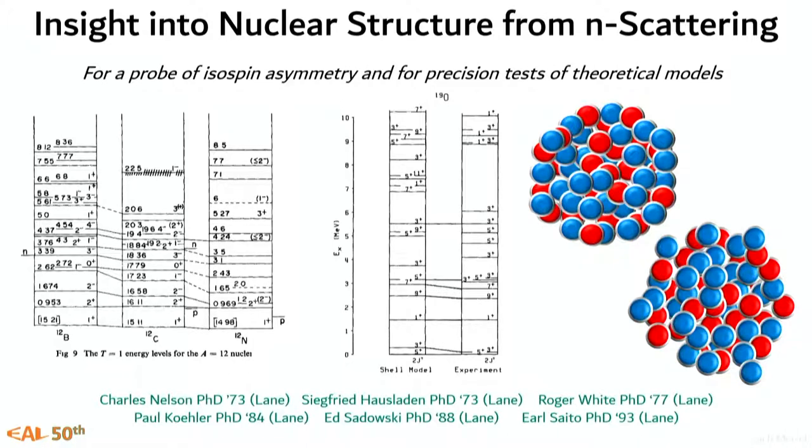And over the years, this has been used not only to study this crack in the mirror, this isospin asymmetry, but also you can do precision tests of theoretical models to really see if we understand the nucleus or not. A huge contributor to this work, and really the powerhouse behind it, was Ray Lane and the Lane gang that you see down here. They really dominated these neutron scattering measurements for many years, and you see, for instance, Ed Sadowski. These were also the first two PhDs produced by experiments performed at the Accelerator Lab with that tank that is now orange.